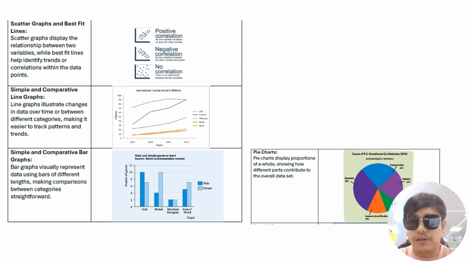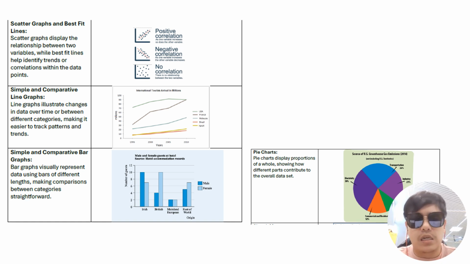Next, we look at the different types of graphs. Some are quite mathematical, some are pretty simple and easy, such as the line graphs and bar graphs. These are nothing unfamiliar for you. Whether it is comparative or simple, I think this should be quite doable for you. Maybe I'll just start off with the scatter graphs and the best fit line.